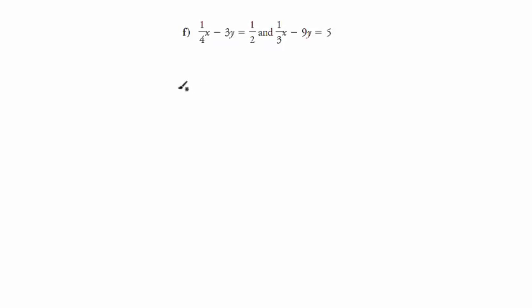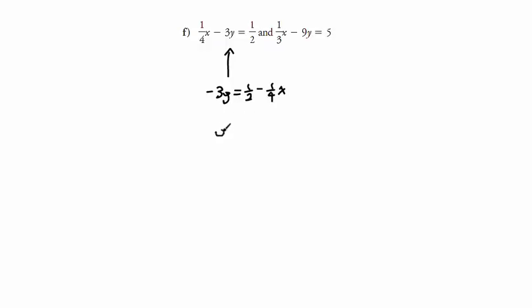And the last question for 9, we have a bunch of ugly fractions. Okay, so we can isolate for either one of them. It doesn't matter because none of them is as easy to isolate for when you have no coefficients. So let's isolate for the y right here. What do we get? Subtract both sides by 1 over 4x, and we get minus 3y equals 1 over 2 minus 1 over 4x.